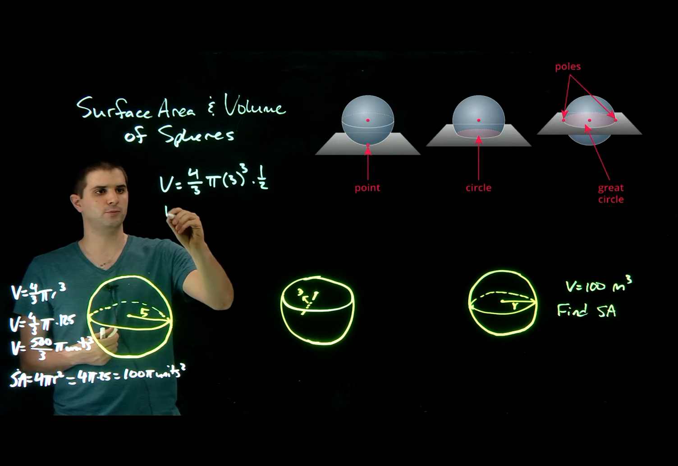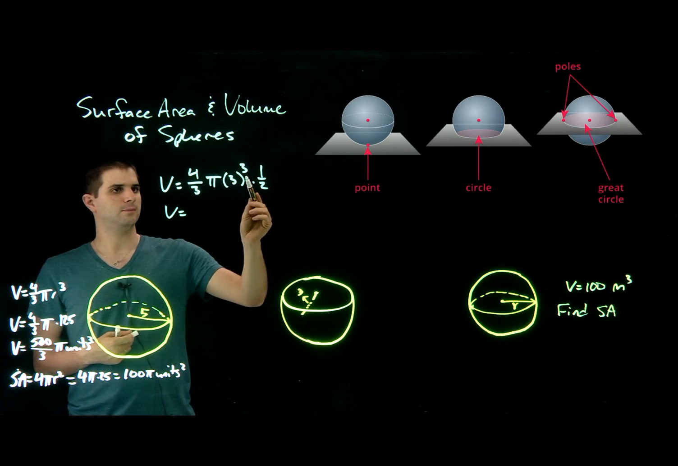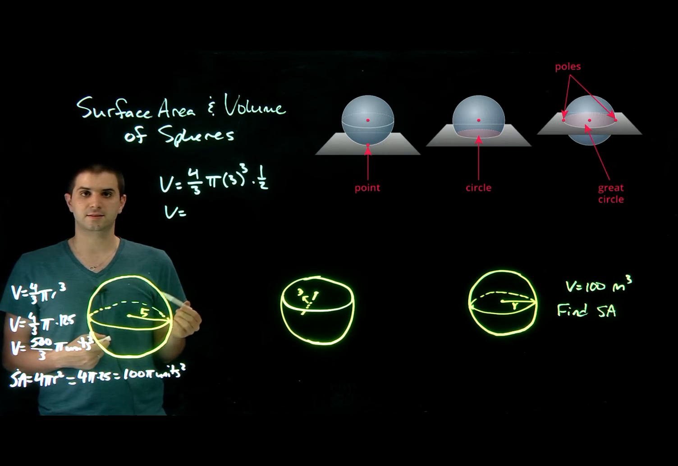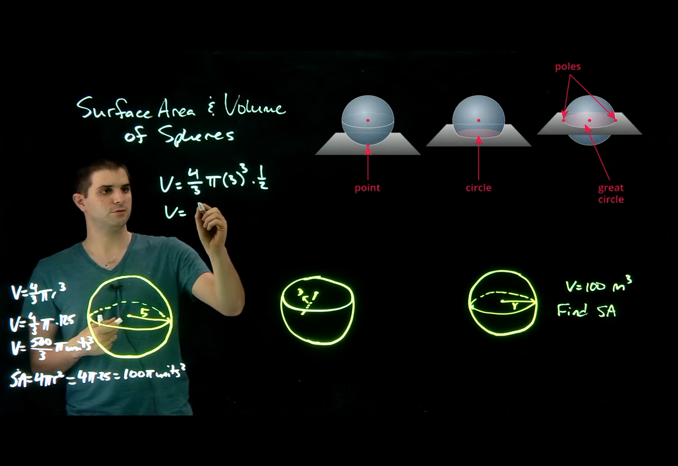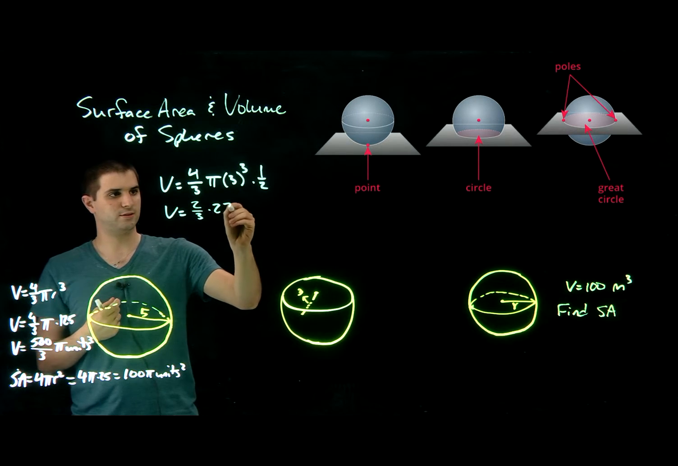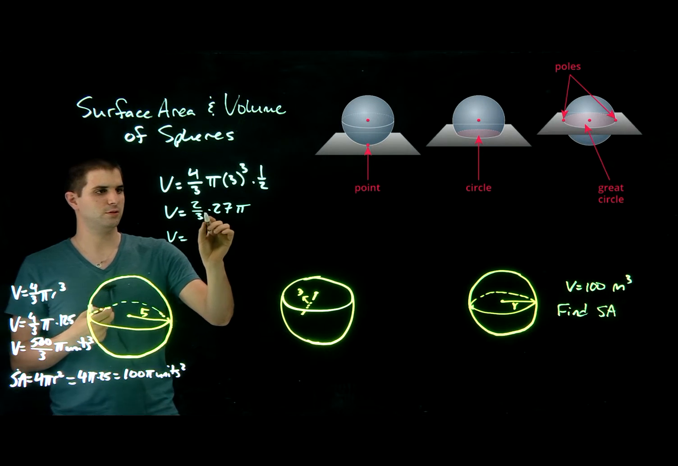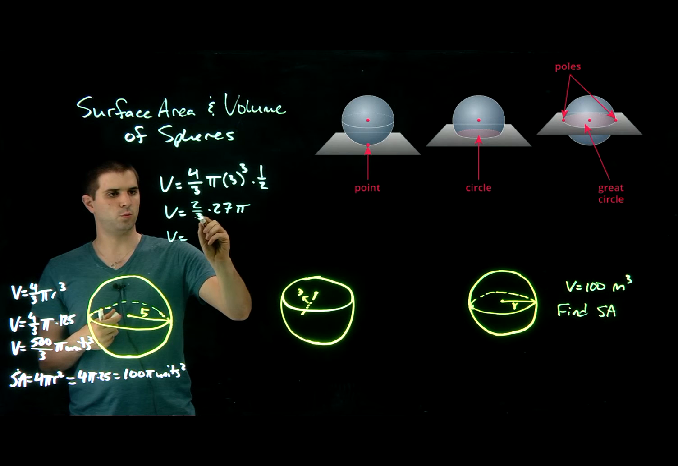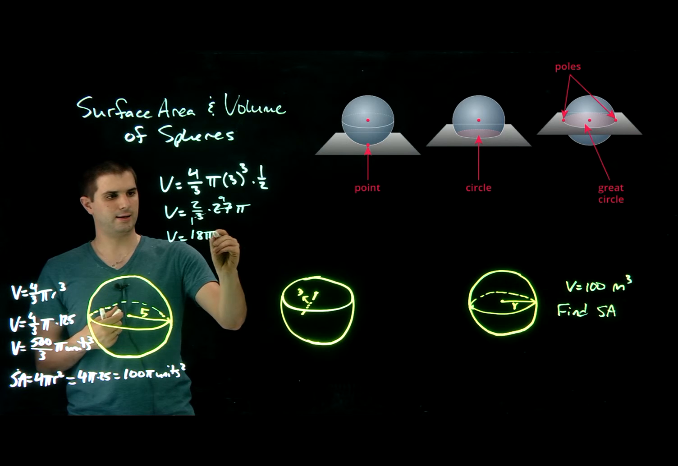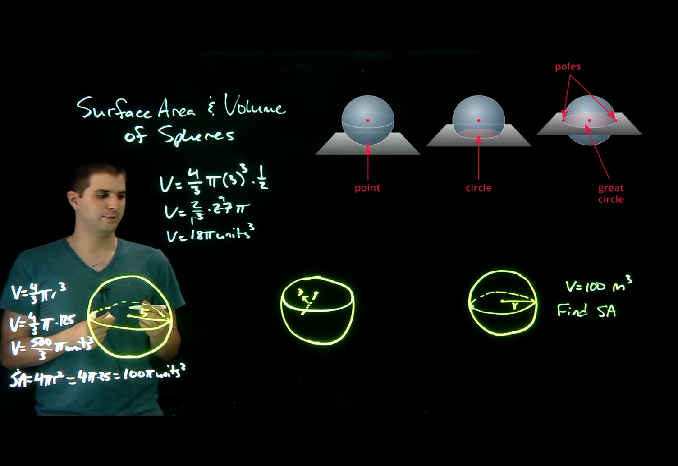So the volume is going to equal 1/2 times 4/3, that's 4/6, which is 2/3, so 2/3 times 27 pi. That's 1 and 9, so 18 pi units cubed. That's the volume of the hemisphere.